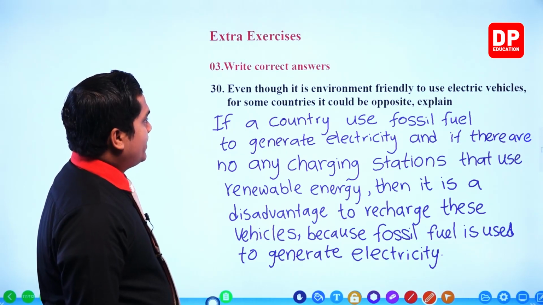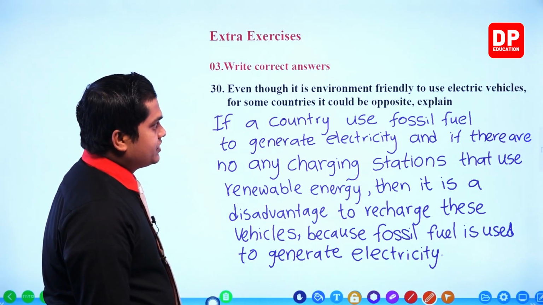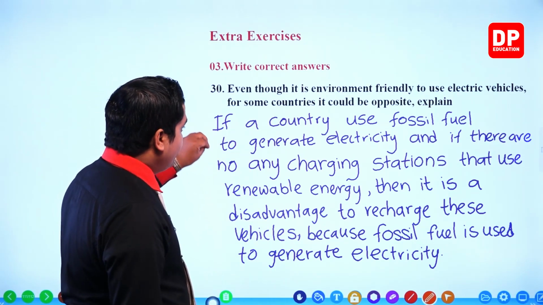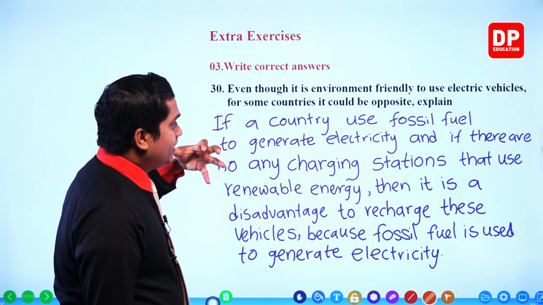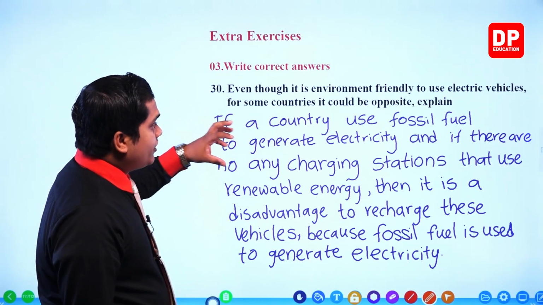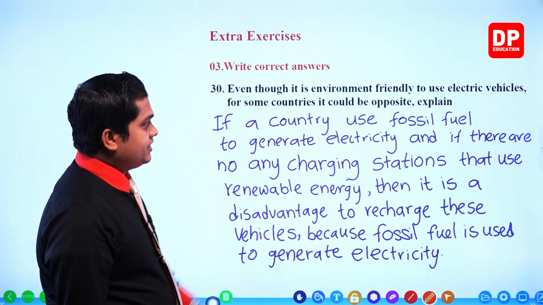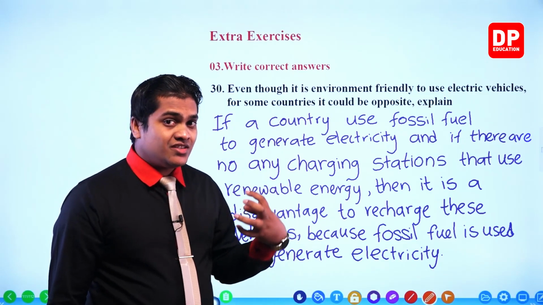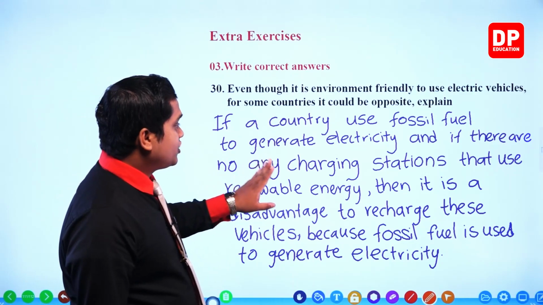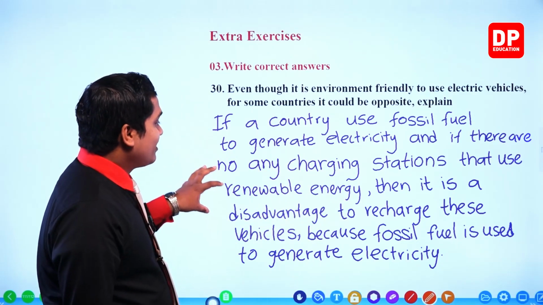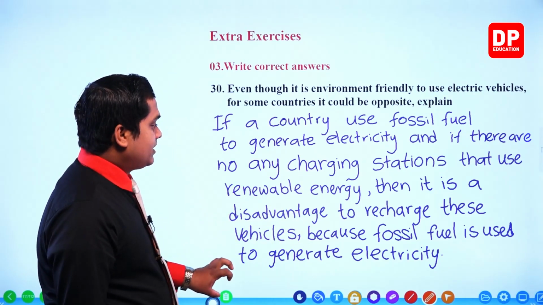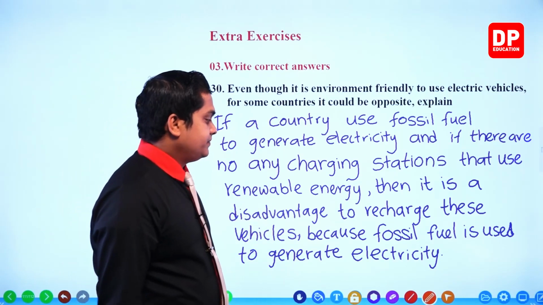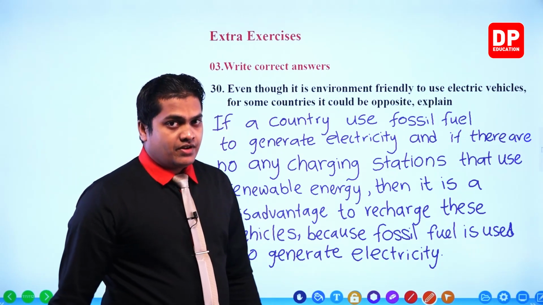Right. So, my dear children, even though it is environment friendly to use electric vehicles, for some countries it could be opposite. Mainly because even though it is an electric vehicle, if a country is going to use fossil fuel to generate electricity, and if there are no charging stations, so we have to think about the charging stations as well. If there are no charging stations that use renewable energy, then it is a disadvantage to recharge these vehicles because fossil fuel is used to generate electricity, right? So this is the disadvantage, my dear children.